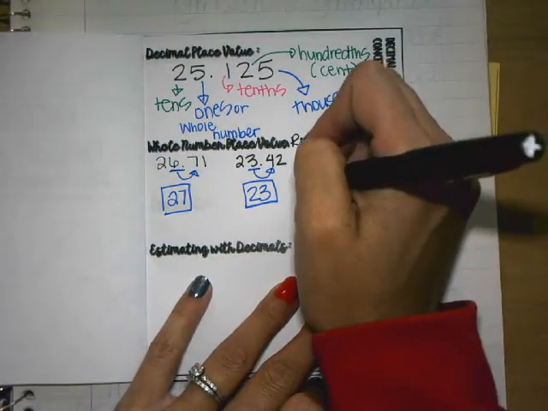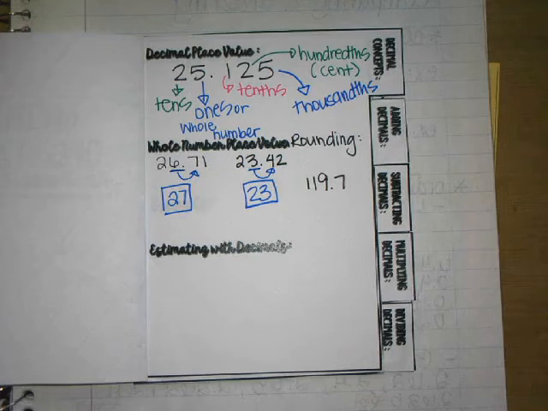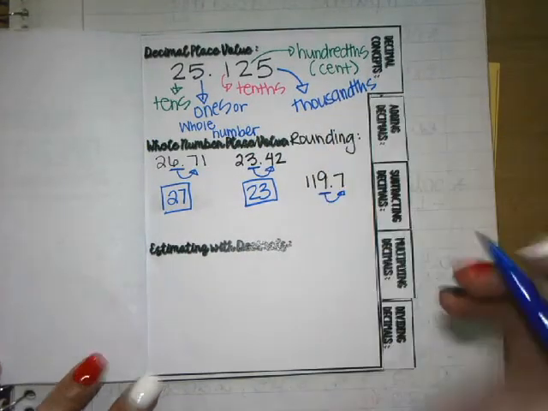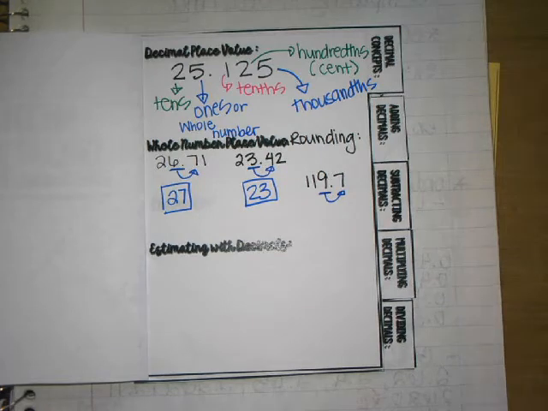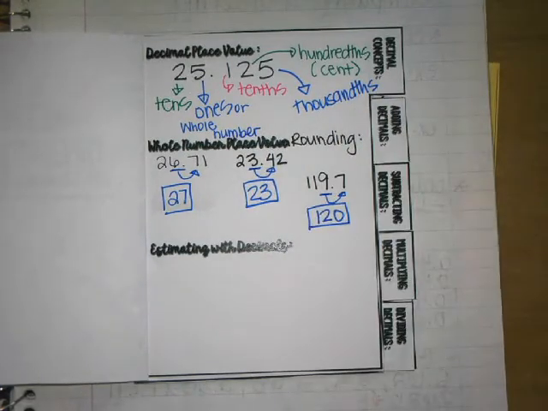What if I gave you 119 and 7/10? 119 and 7/10. What number is in my whole number spot? And the 9 looks at the 7, and the 7 tells the 9 to do what? Well, if 9 goes up, it becomes a what? A 10. So what's that going to change in my answer? What should my answer then be, everyone? 120. Because you're saying 119 needs to go up, so 119 becomes 120. Questions on rounding to the nearest whole number?